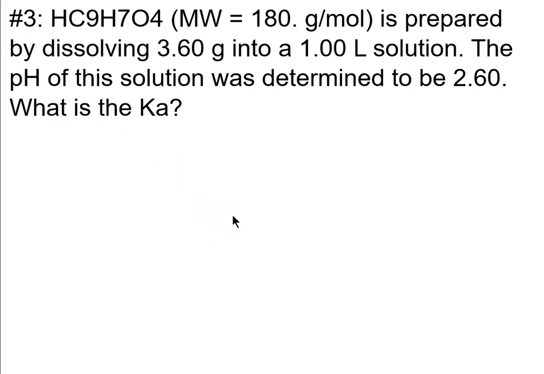This thing, which I don't even know the name of, HC9H7O4, MW equals 180 grams per mole, that just means molecular weight, is prepared by dissolving 3.6 grams into a 1 liter solution. The pH is determined to be 2.6. What is Ka? All right, so what's the only wrinkle on this problem? You have to find the molarity. So you just convert grams to moles. The liters is just 1, so that's the same, and solve it from there. So give that a shot if you would.